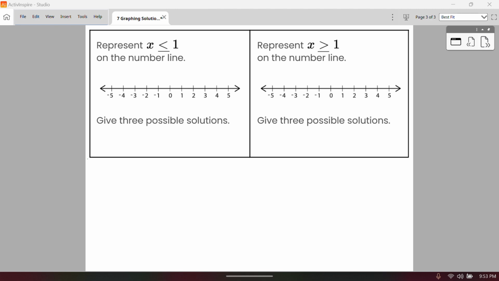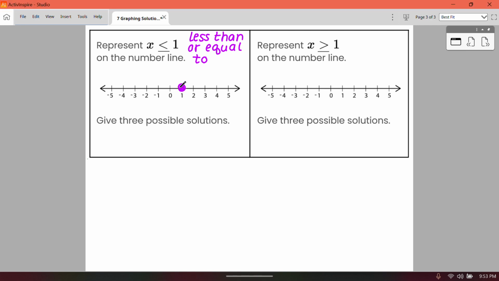In fact, I'm going to write that out really quick. Boom. X is less than or equal to positive 1. So since it can be equal to 1, when I make my circle this time, I'm going to go ahead and fill it in. Like I did for the equation one, I'm going to fill that in. And then I'm going to draw my arrow going to the left.